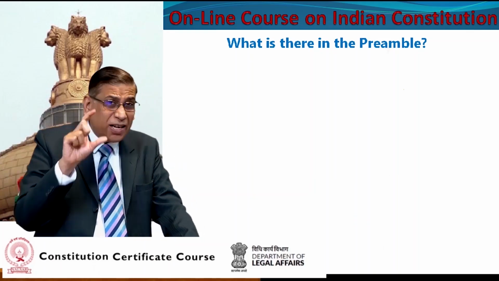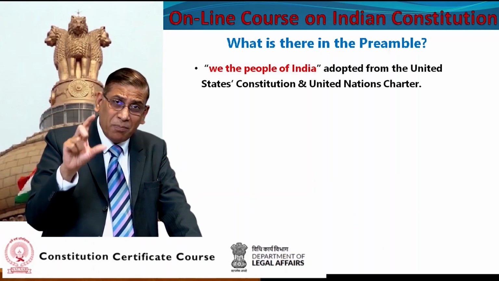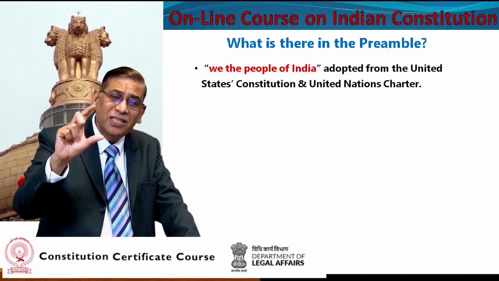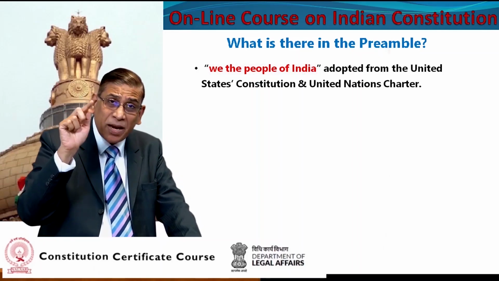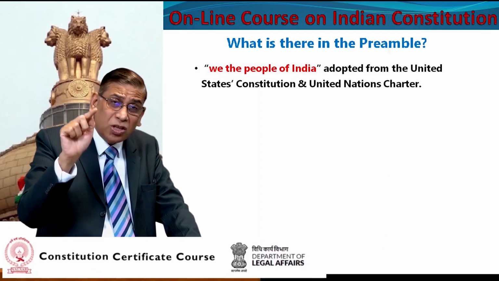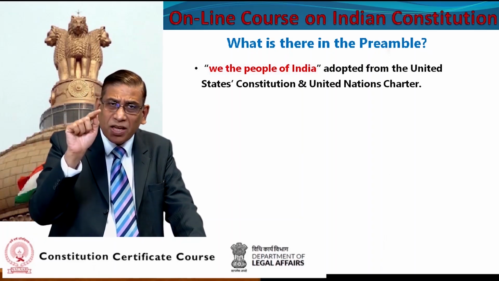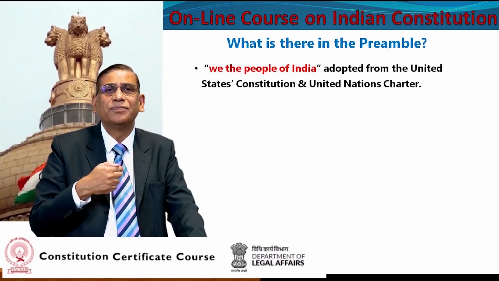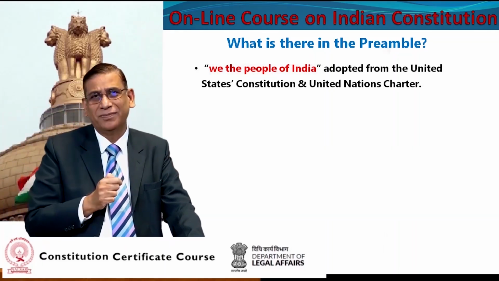The most vital expression which has been used at the very beginning of the preamble is "We the people of India." I told you that it is the preamble which tells us the source of the authority of the Constitution. So what is the source of the authority of the Indian Constitution? We the people of India. Each one of us is referred to in the preamble.